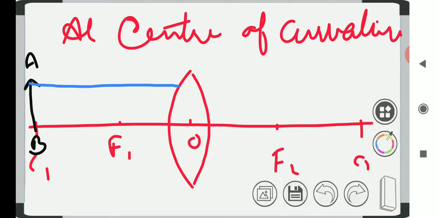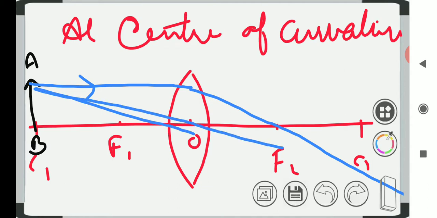The first one is coming from the object parallel to the principal axis. After refraction it will pass through the focus point. The second ray of light passes through the optical center and retraces its path, meaning there is no bending of light. Where these two light rays intersect each other, the image of that object is formed. It is formed at the second center of curvature of the lens.